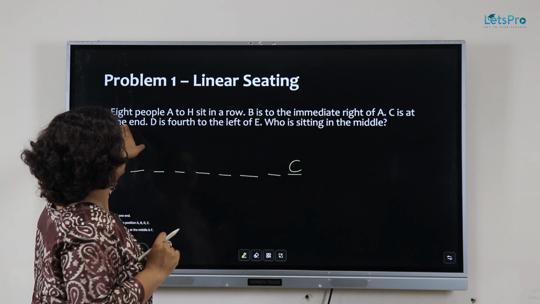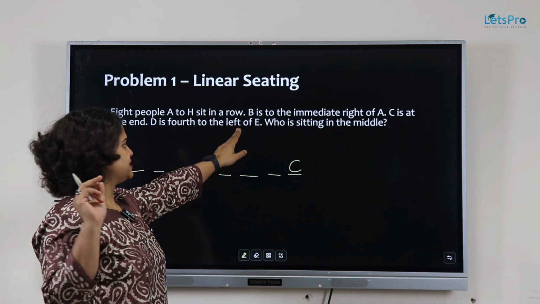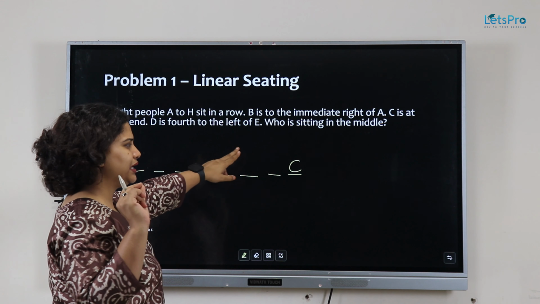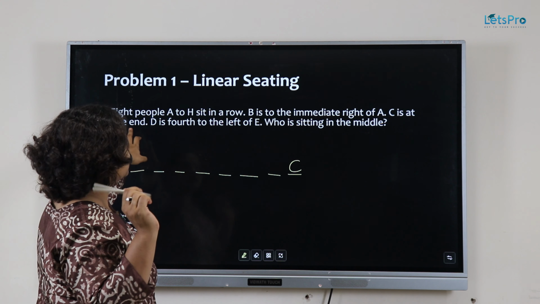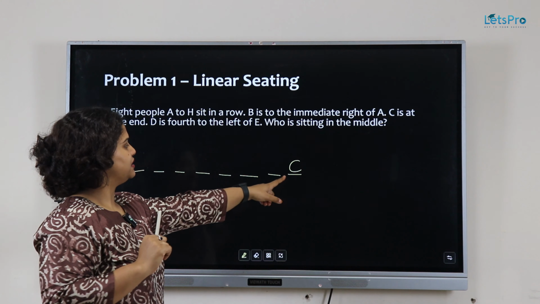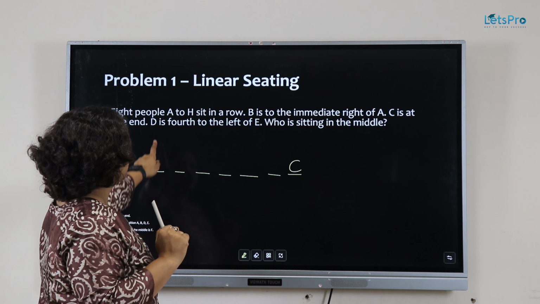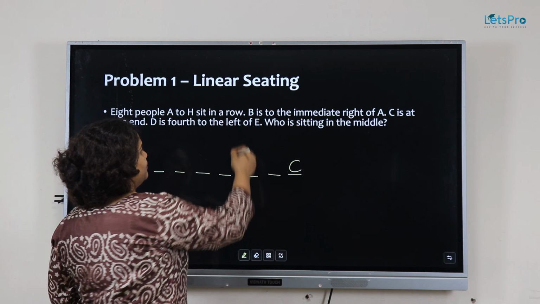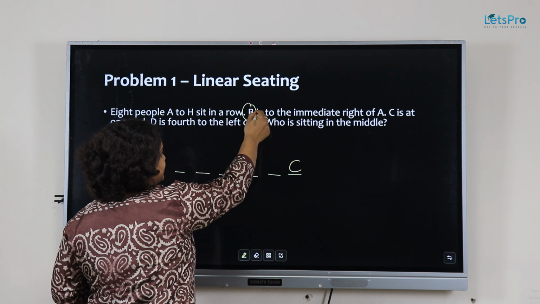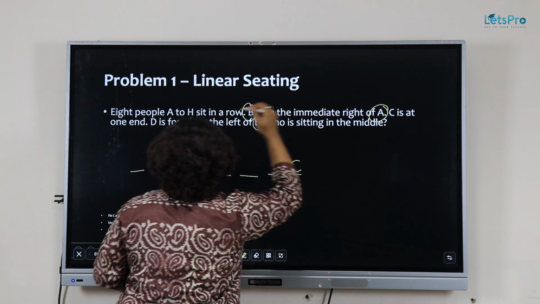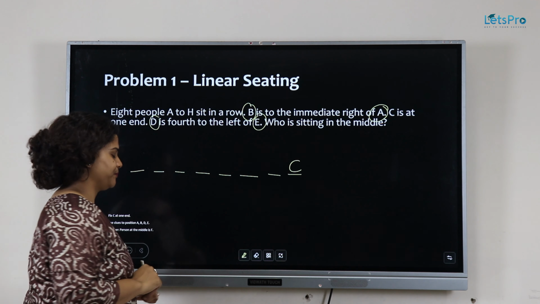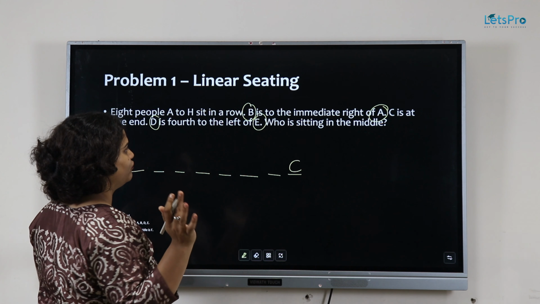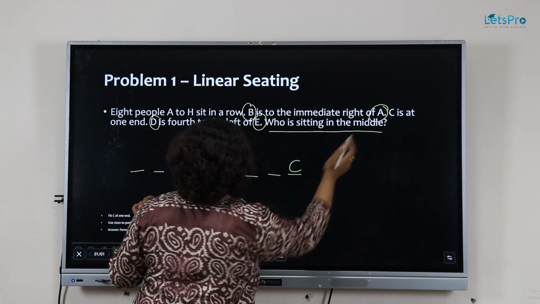First things first, A to H are all to be seated. B is sitting immediately to the right of A. This is really important to understand. Now C is at one end. It can be this end or this end as well, right? D is the fourth to the left of E. Now first we need to understand where B is sitting, where E is sitting, where A is sitting, and where D is sitting, right? Now what are we supposed to find out? Who is sitting in the middle, right?